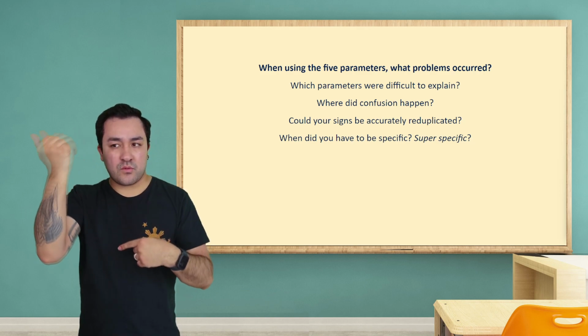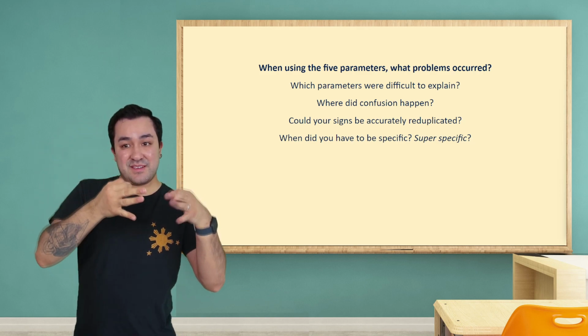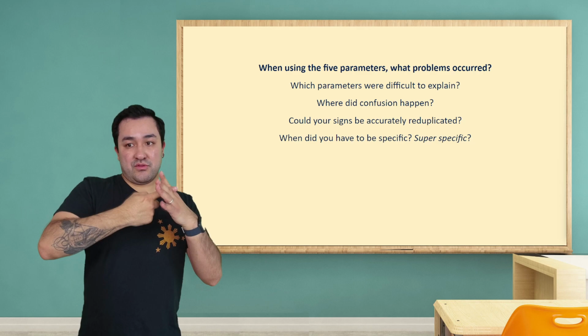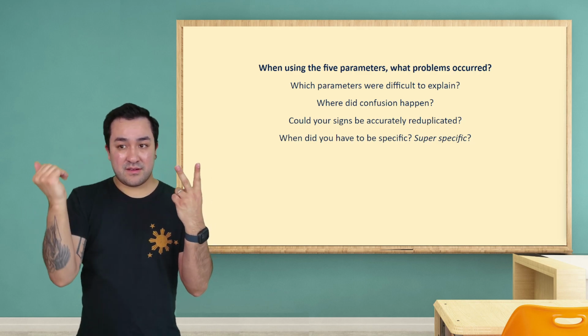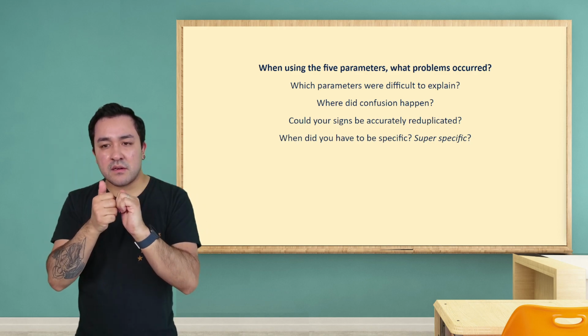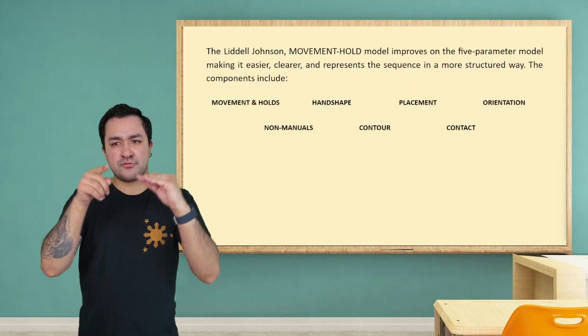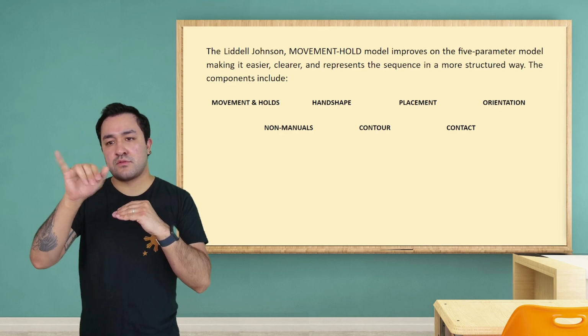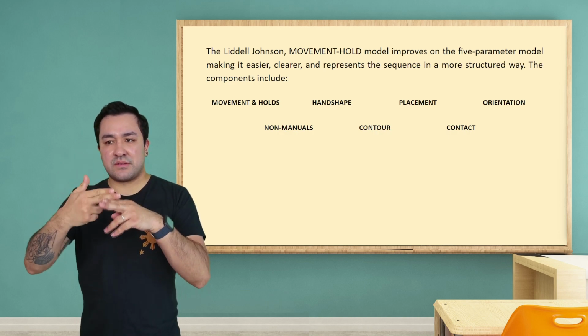The sign for Y starts at the forehead, but the sign ends with the hand next to the middle of the head, near the cheekbone and ear, and not touching the body. How can you succinctly write that? It's difficult. Today we will look at the Liddell-Johnson model of describing signs, also known as hold move.